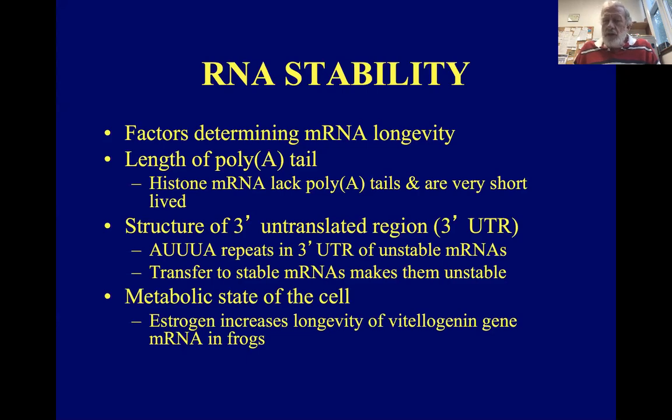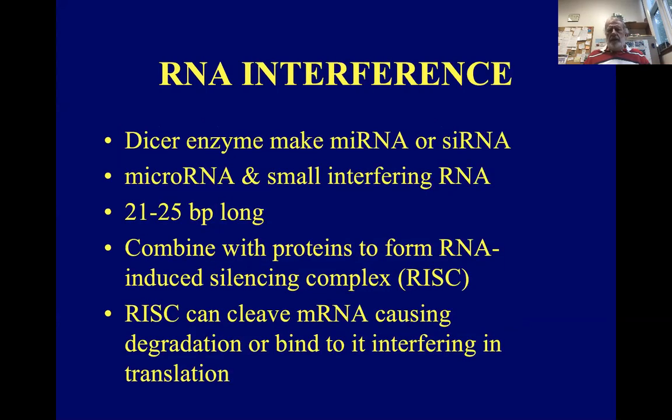estrogen increases the longevity of vitellogenin gene messenger RNA. And now vitellogenin is an important protein in the yolk of eggs. And so as the breeding season is approaching, the female frog is going to be needing to yolk up her eggs. And so an increase in estrogen in her cells will increase the amount of vitellogenin protein that she can then put into the yolk of her eggs. So that's RNA stability. And lastly, RNA interference.